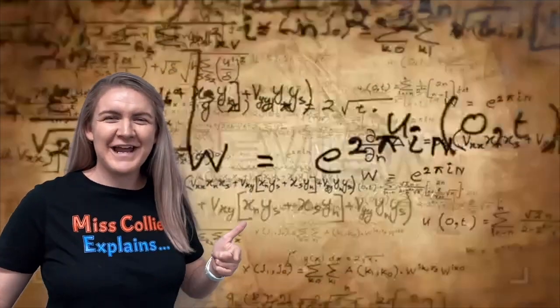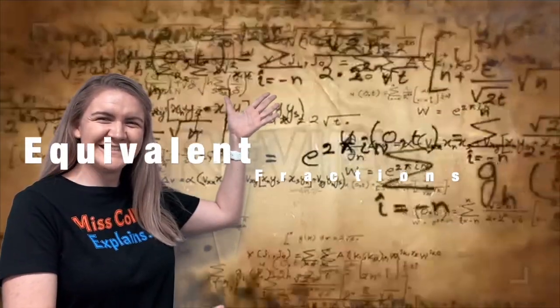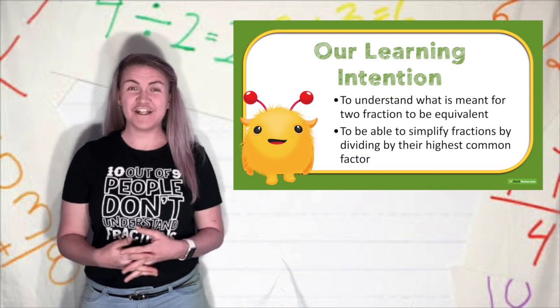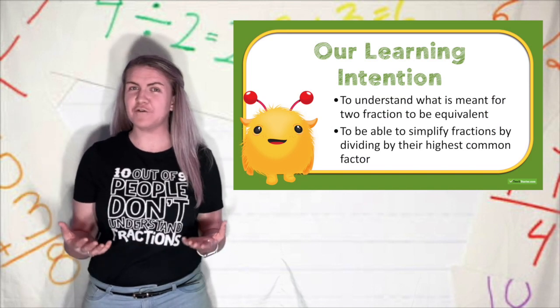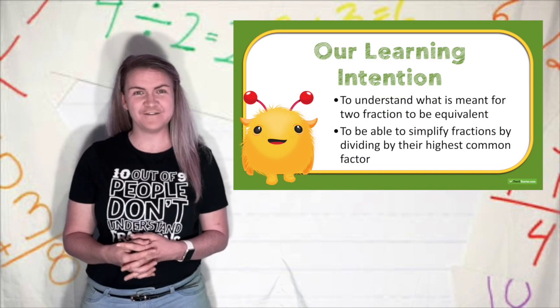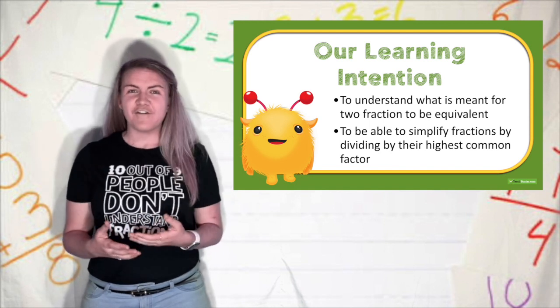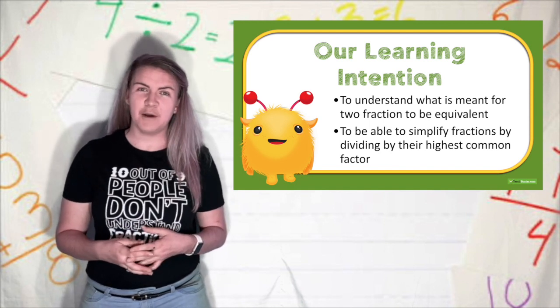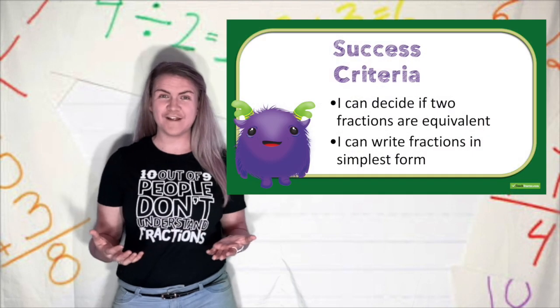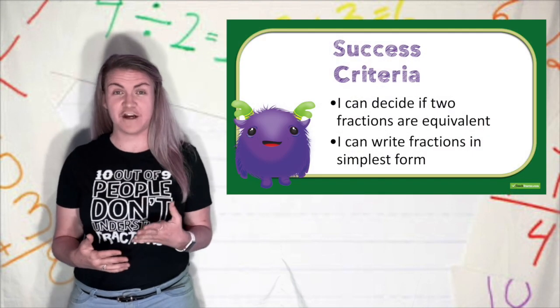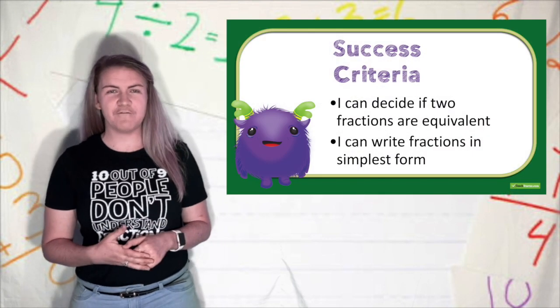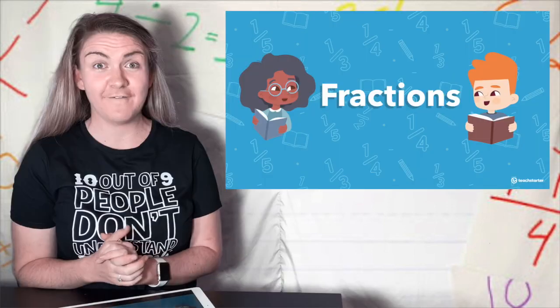Miss Collier explains equivalent fractions. Our learning intention is to understand what is meant for two fractions to be equivalent and to be able to simplify fractions by dividing by the highest common factor. We will know we are successful when we can decide if two fractions are equivalent and we can write fractions in their simplest form.